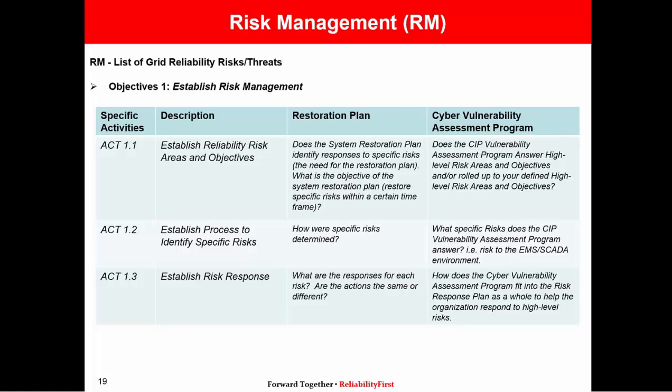Act 1.2 is to establish a process to identify specific risks. So you would have those high-level areas and objectives for risk, and then what you would do is you would apply specific risks to those high-level areas and objectives. So, for instance, within the Cyber Vulnerability Assessment Program, what would be some of the specific risks that the Vulnerability Assessment Program would answer?